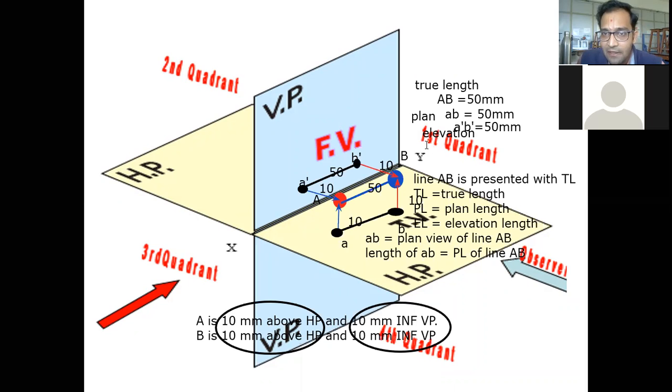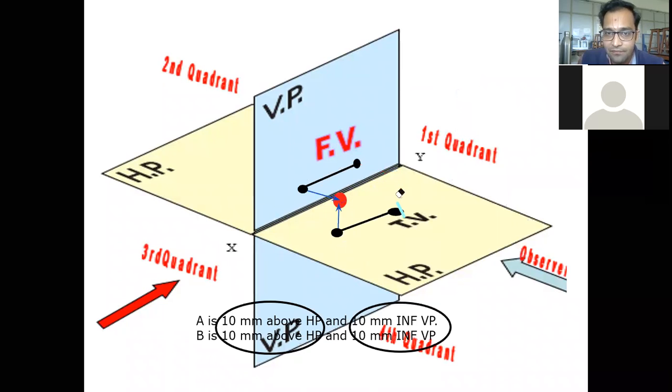So here AB is going to represent the true length. Small ab is going to represent the plan, which is projection on horizontal plane, and a dash b dash is going to represent the elevation or front view of the line. And here plan and elevation both are having same length which the line have. Okay, now let us move ahead and see another aspect. I hope you are now clear about what is plan length, elevation length, and true length.